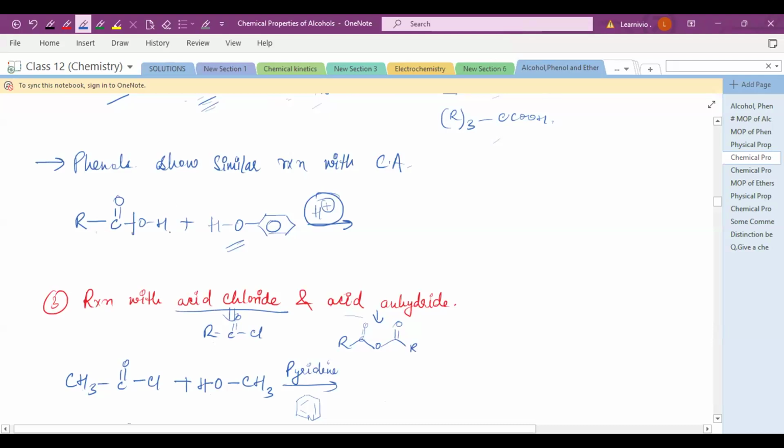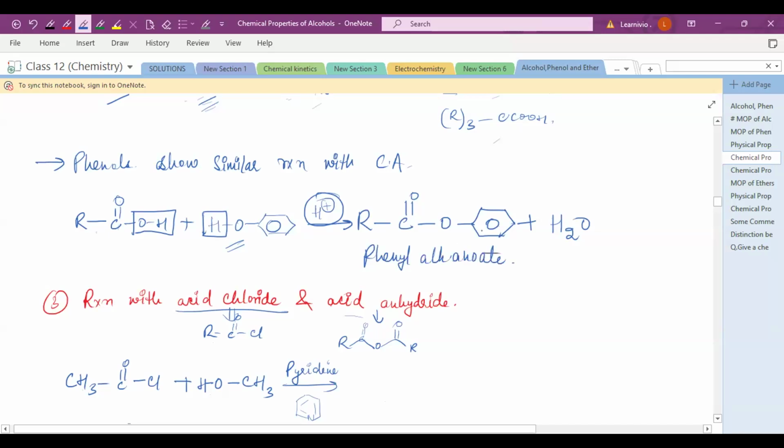OH from the carboxylic acid and H from the phenol, they will combine and just form water. They are just removed out and you will get RCO. This CO, so the oxygen of this phenol will get attached to this carbon, and you will get this structure. So what is this? This is your phenyl alkanoate. So this structure is a phenyl alkanoate. Got my point?